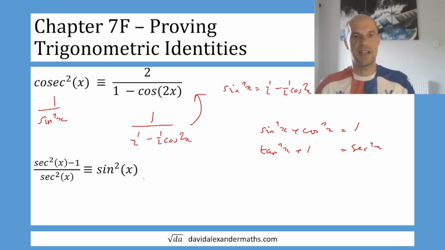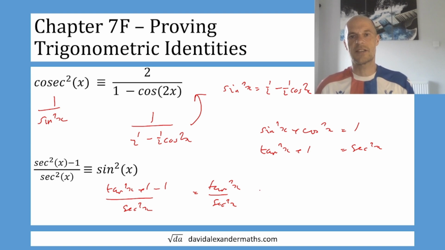So what we have here is tan squared x plus 1 take away 1 over sec squared x. So that is tan squared x over sec squared x. Now tan squared is sine squared x over cos squared x. And we've got sec squared as a denominator, which is cos squared as a numerator. And these cosines will cancel out, leaving us with sine squared x.